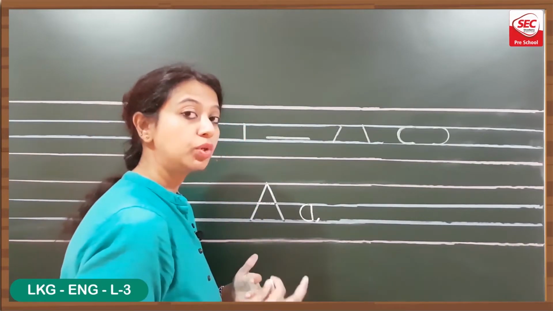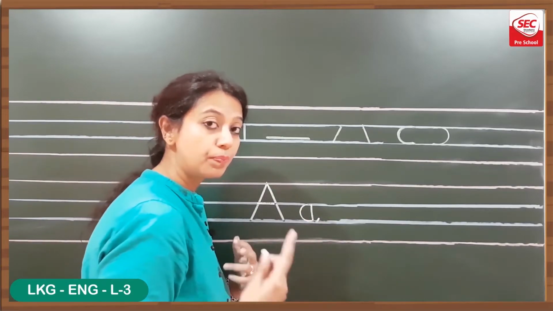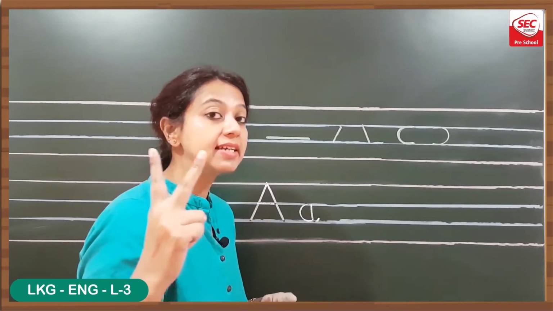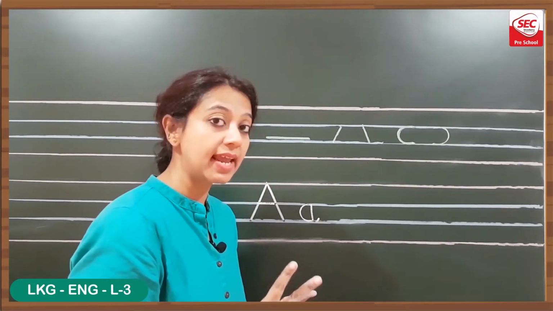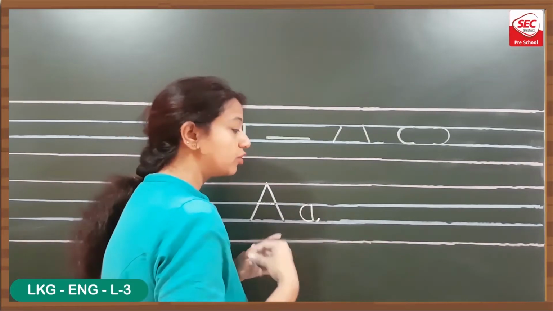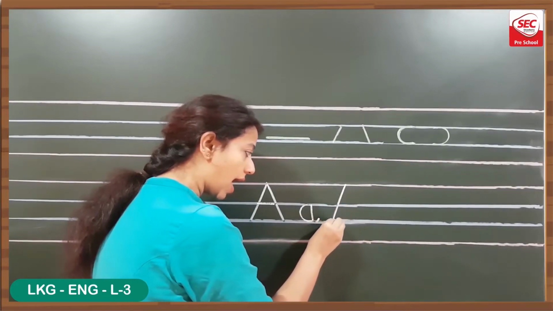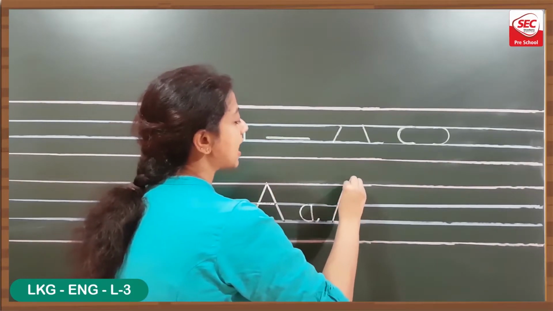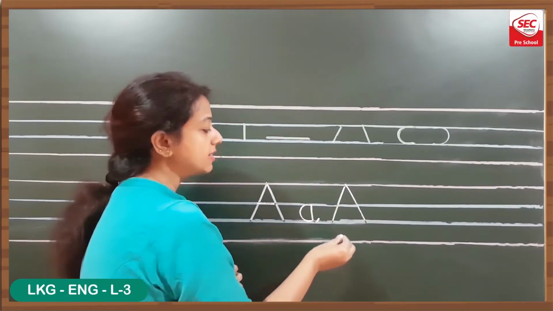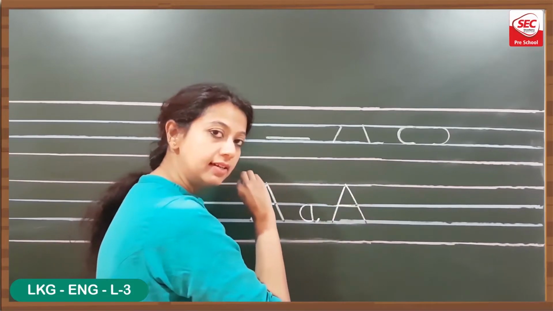Well, I'll show you capital A once again. For writing capital A, yes, repeat after me. We'll have to make what? Two slanting lines. Yes, for writing capital A, we need to make two slanting lines. Yes, so just repeat after me. Slanting line number 1, slanting line number 2, and a sleeping line in the middle.